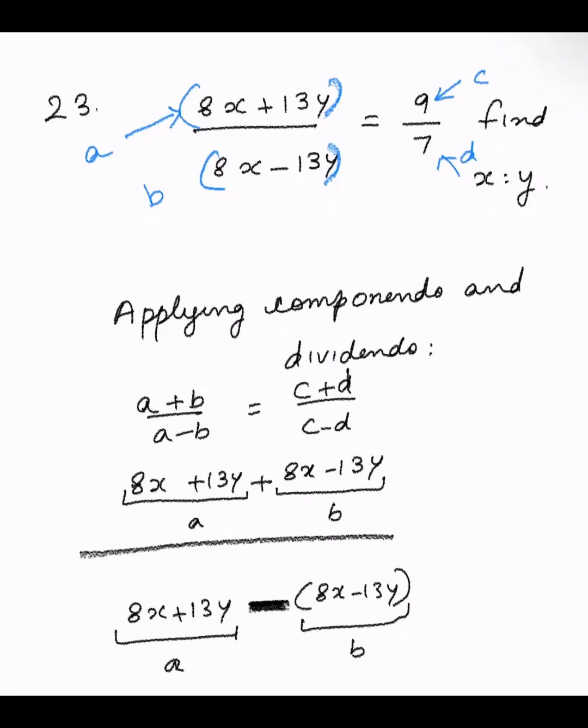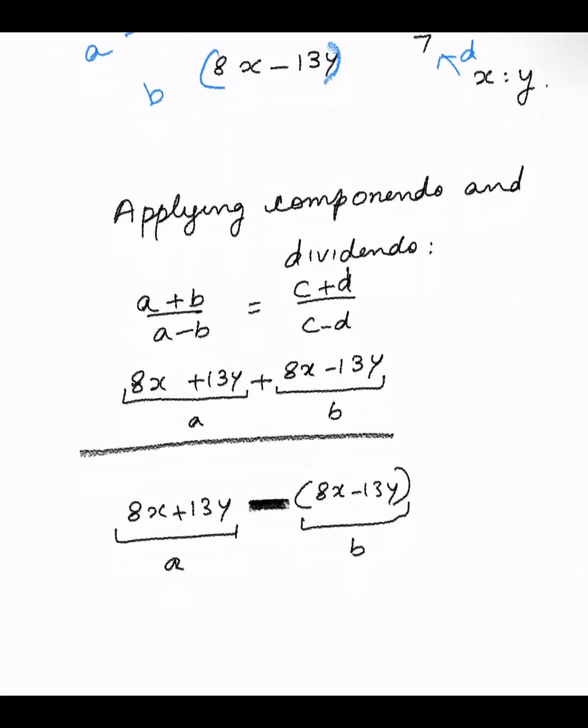So here, what is A and what is B? Please clearly understand. A plus B divided by A minus B. When there are two terms or more than one term, that negative has to be applied to all the terms. Okay, so this equal to C plus D over C minus D. C would be 9, 7 is D, so 9 plus 7 divided by 9 minus 7.